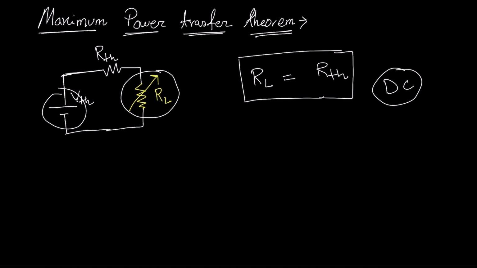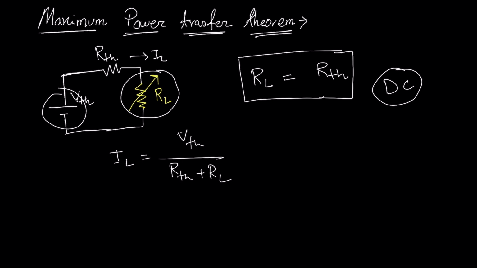Okay, for the AC, the theorem is the same, but the equation is different. Now we need to prove this maximum power transfer theorem. From here you can see this load current is IL, right? And we can write down IL equal to VTH by RTH plus RL.